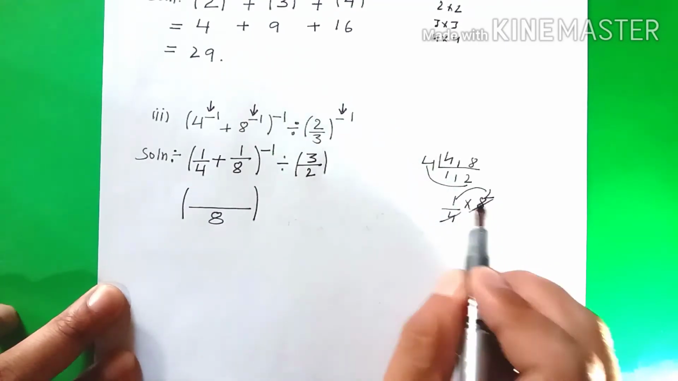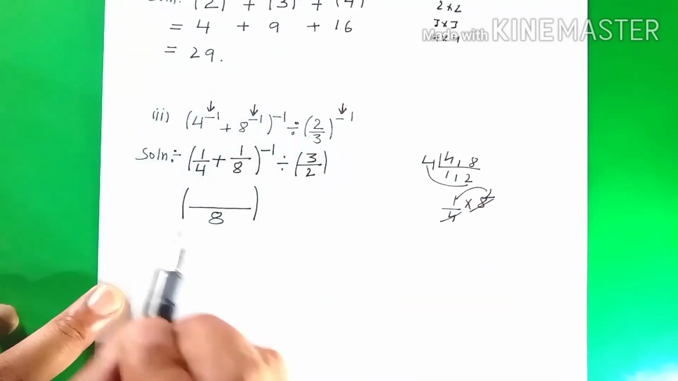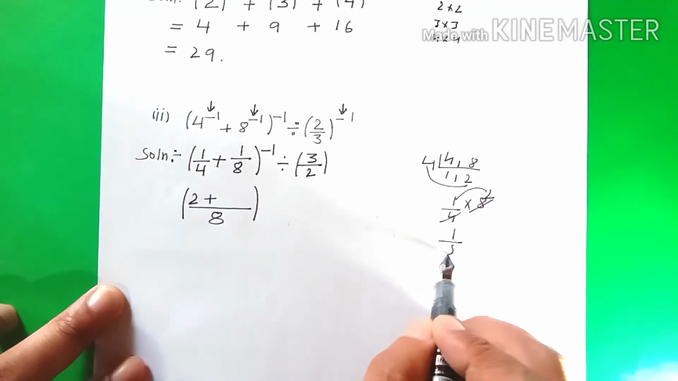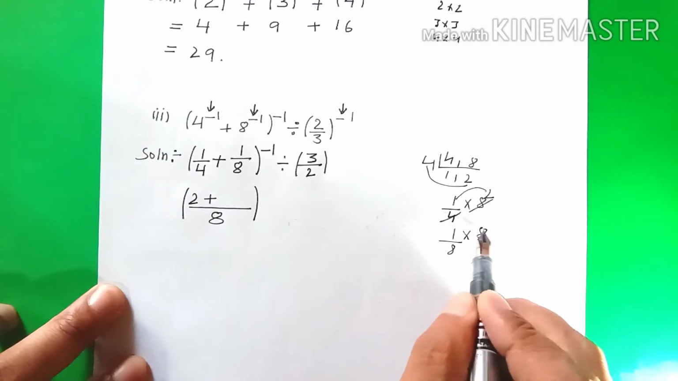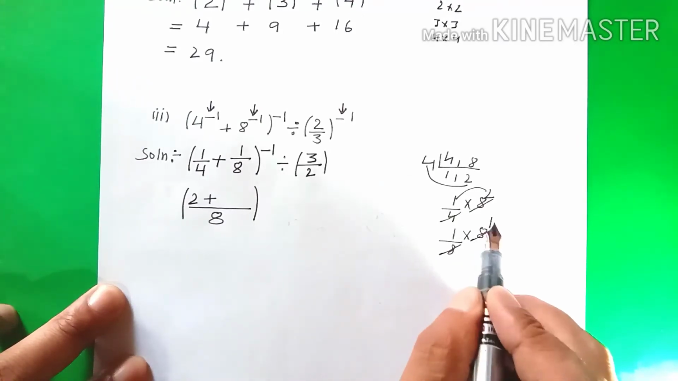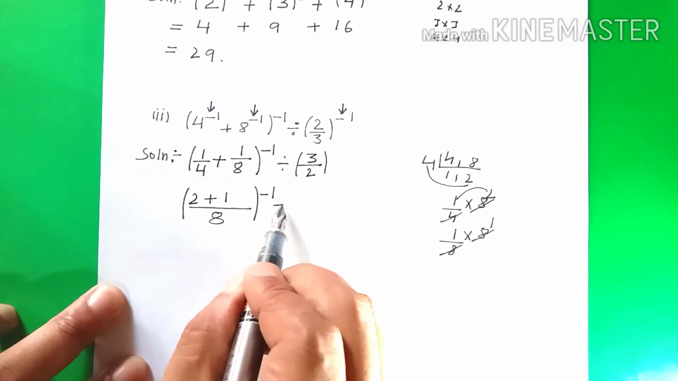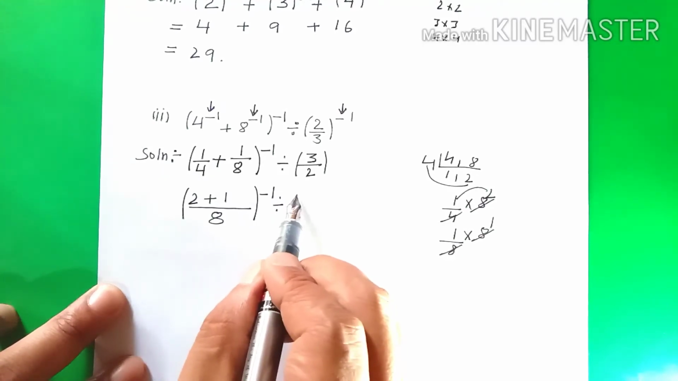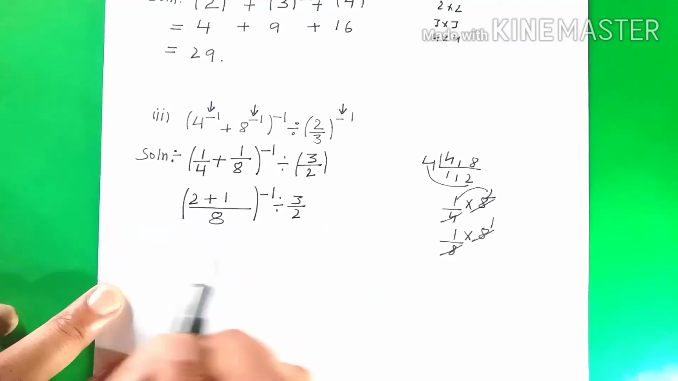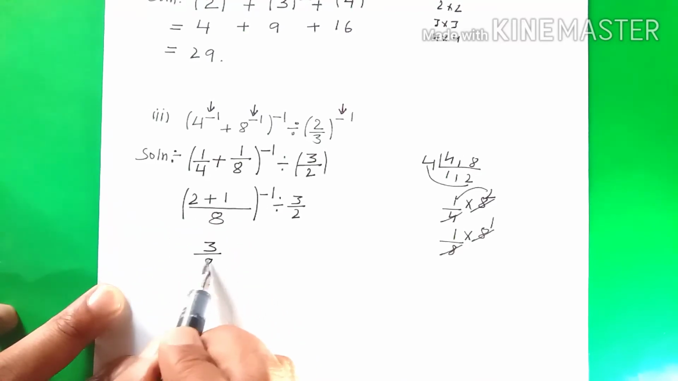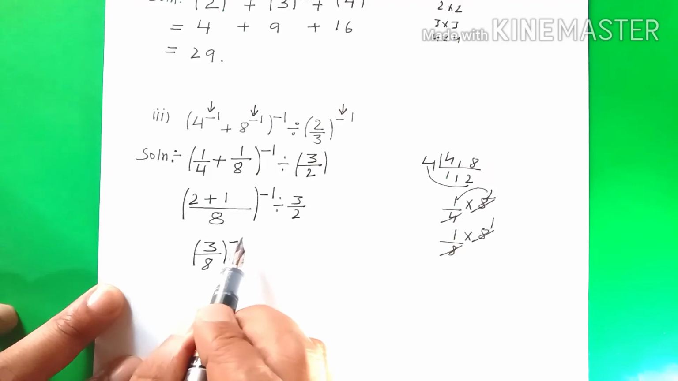So take the product of these two values. 2 times 1 is 2, plus again we have here 1 by 8 times our LCM 8. So 8 into 1, 1 into 1 will be 1. Again it has a minus 1 divided by 2. Now again, the sum of these two, we get 3 divided by 8 raised to minus 1.